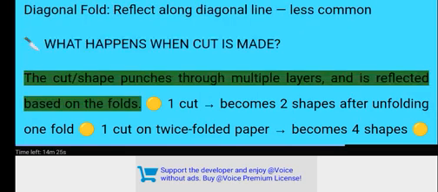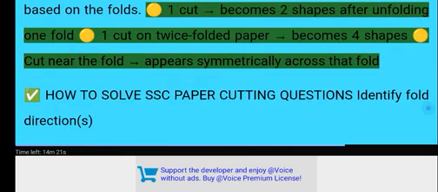What happens when a cut is made? The cut shape punches through multiple layers and is reflected based on the folds. One cut becomes 2 shapes after unfolding 1 fold. One cut on twice folded paper becomes 4 shapes. A cut near the fold appears symmetrically across that fold.